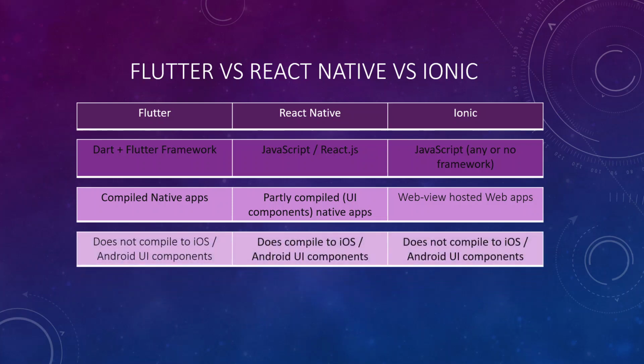Here in Flutter, it does not compile to iOS and Android UI components, while in React Native, it compiles to iOS and Android UI components. So what it means is, in Flutter, it does not just give you the native UI components. Instead, Flutter controls every pixel on the screen, while in React Native, it compiles to iOS and Android UI components. Here in Ionic, of course, you can design whatever UI you want, because it is at the end a web app wrapped with a native app.